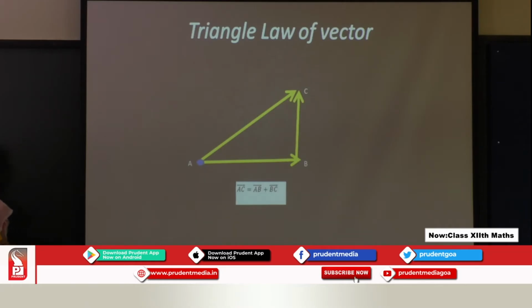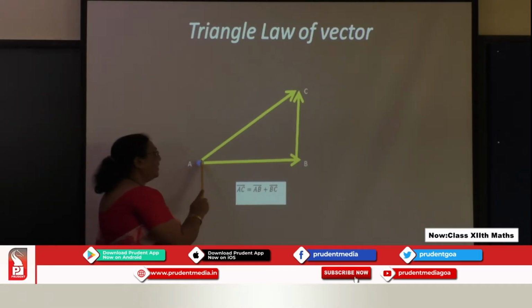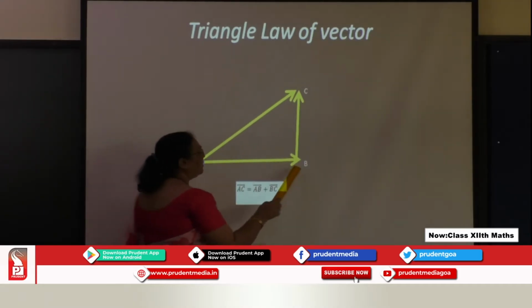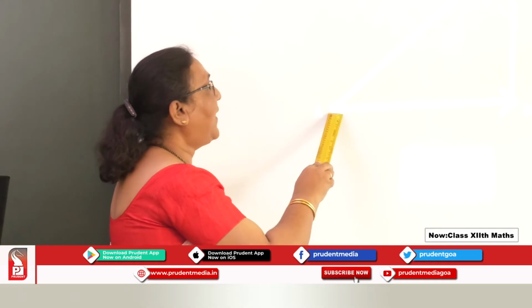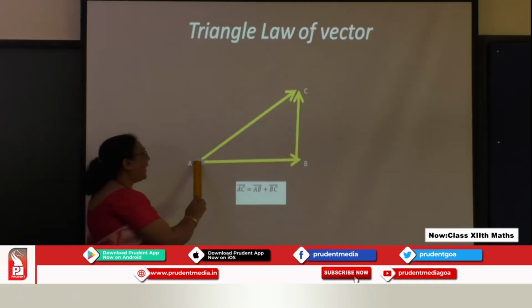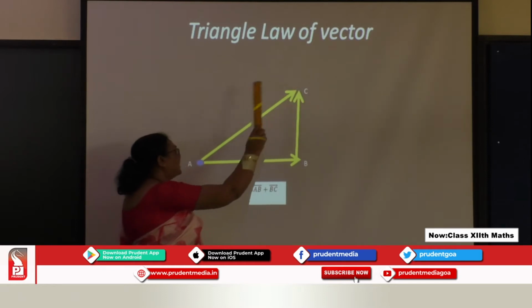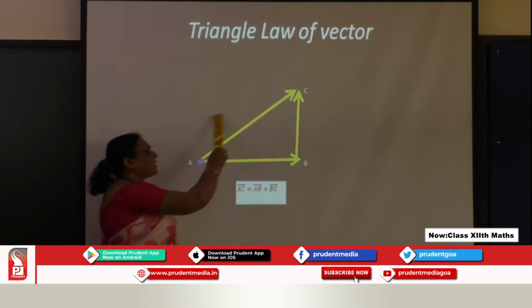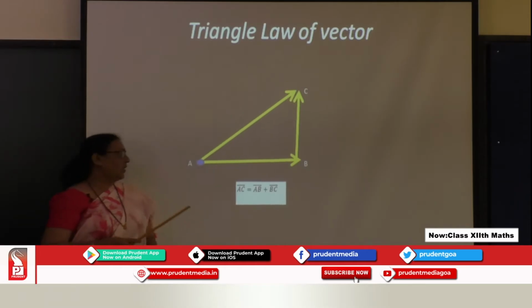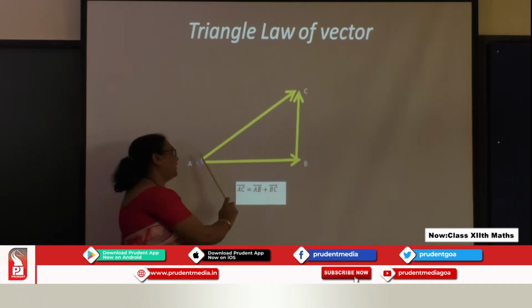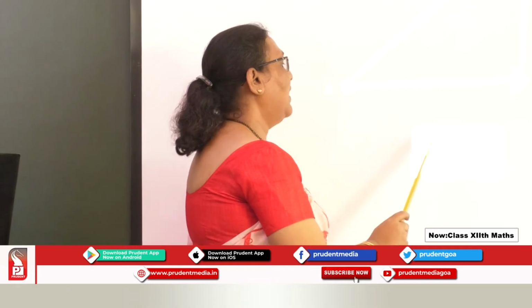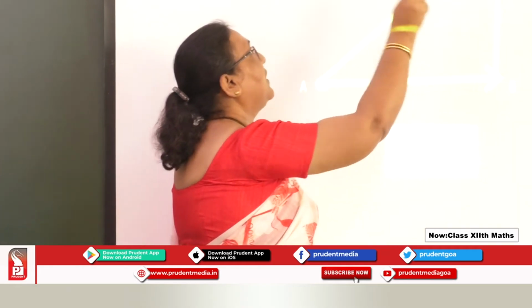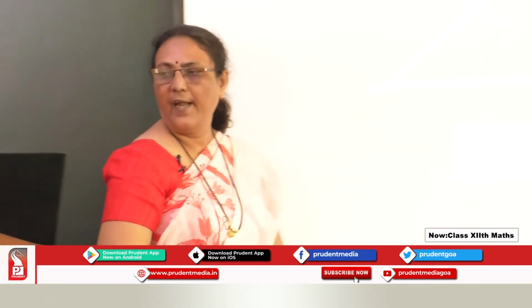Triangle law of vector addition. Now see here, one person is in Andhra. From Andhra he is traveling to Bangalore and from Bangalore he is traveling to Chennai. So he can travel directly from Andhra to Chennai. So A to B and B to C is the same as A to C. So this is called the triangle law of vector addition. Andhra to Bangalore, Bangalore to Chennai is the same as Andhra to Chennai. So AC is the same as AB plus BC. This is called the triangle law of vector addition.